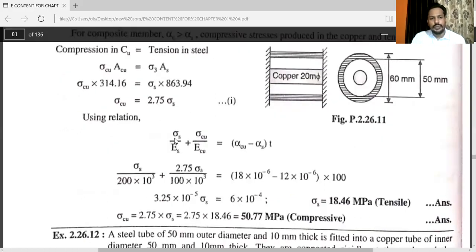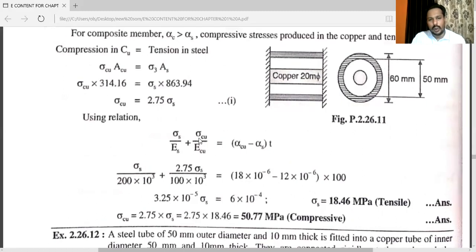Using the relation, we know that strain in steel plus strain in copper is equal to alpha copper minus alpha steel into T. Here the formula of strain is sigma S upon ES plus sigma copper upon Young's modulus of copper is equal to, in bracket, alpha of copper minus alpha of steel into T. Here we don't have the value of sigma S. So sigma S, stress of steel, upon Young's modulus of steel, that is 200 into 10 raised to 3, plus we don't have the value of stress in copper, but we know that stress in copper is nothing but 2.75 into stress of steel.